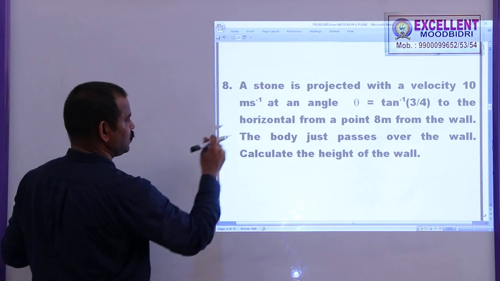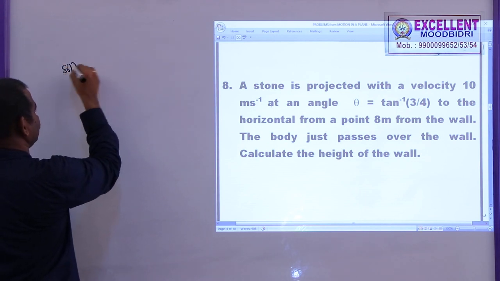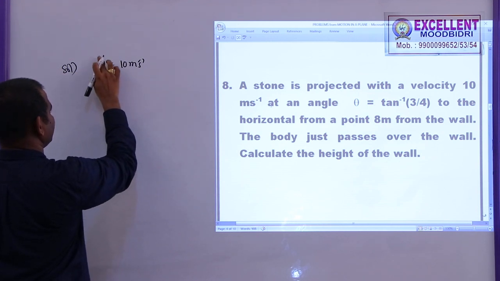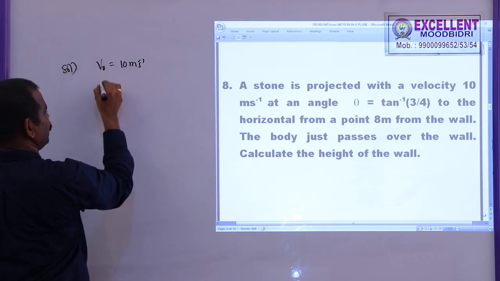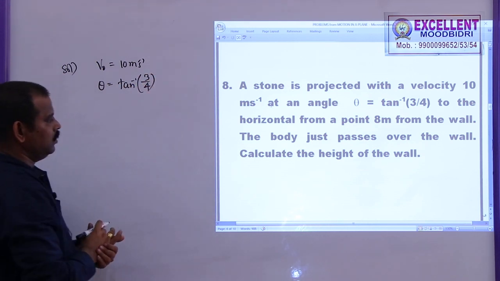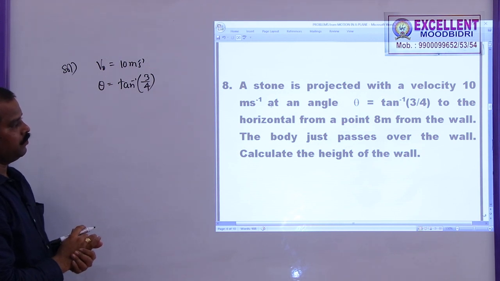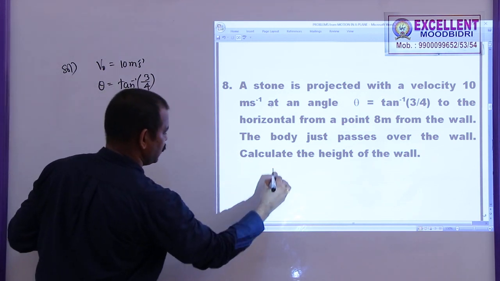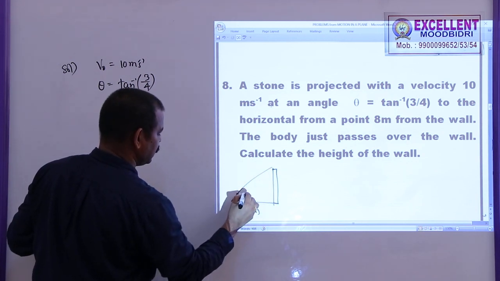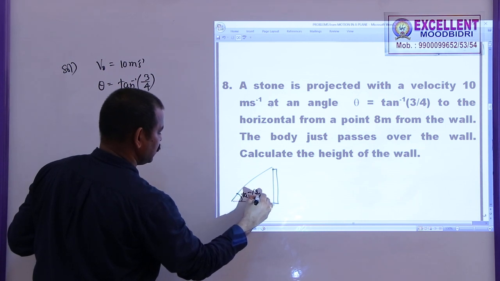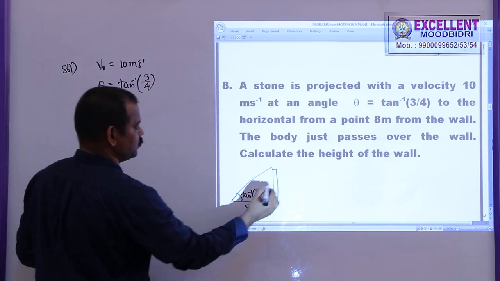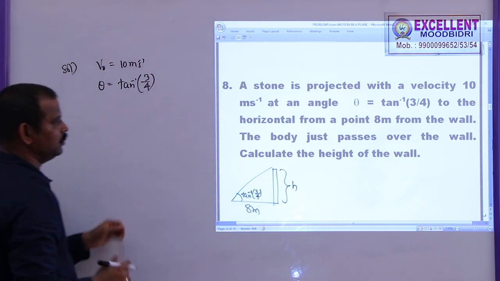A stone is projected with velocity 10 meter per second. So initial velocity is 10 meter per second. Let me take this as v0 only. And angle of projection is tan inverse of 3 by 4 to the horizontal from the point 8 meters from a wall. So there is a wall here. From 8 meter distance, a body is projected like this. This angle is tan inverse 3 by 4. Body just passes over the wall. Calculate the height of this wall. So we need to find out the height of this wall.